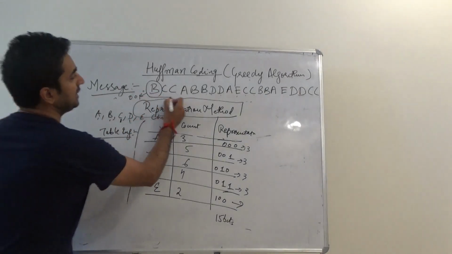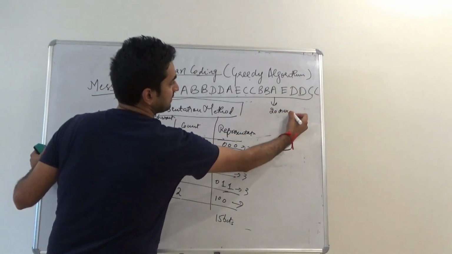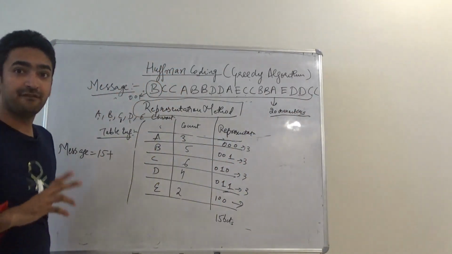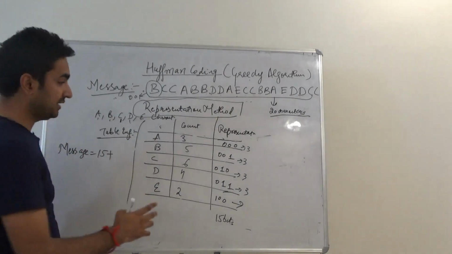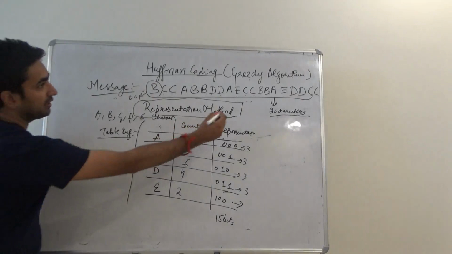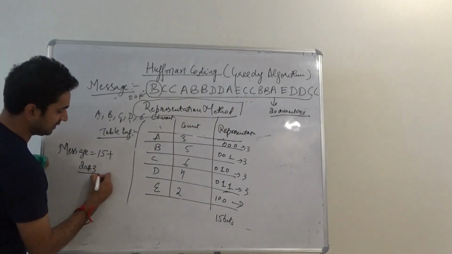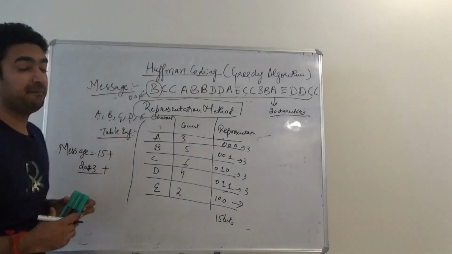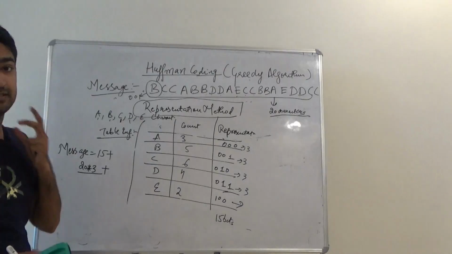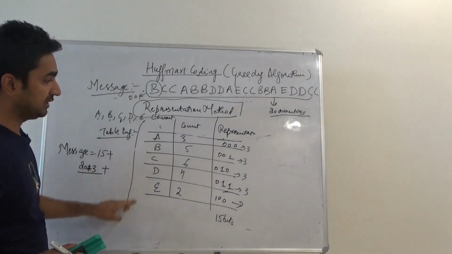Now this entire message is of how many characters? 20 characters. Every character is represented in how many bits? It is represented in 3 bits. So these are a total of 20 characters, and every character is represented as 3 bits. It is 20 multiplied with 3. So this is 60 plus 15. This is definitely certain. Now we have to calculate this.